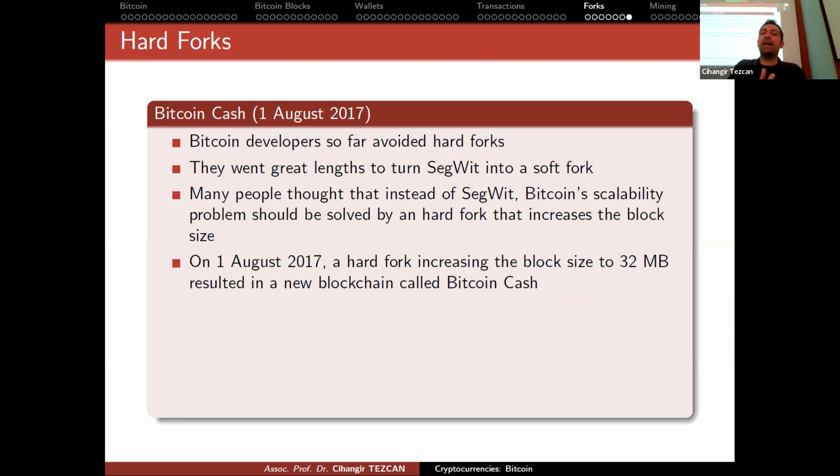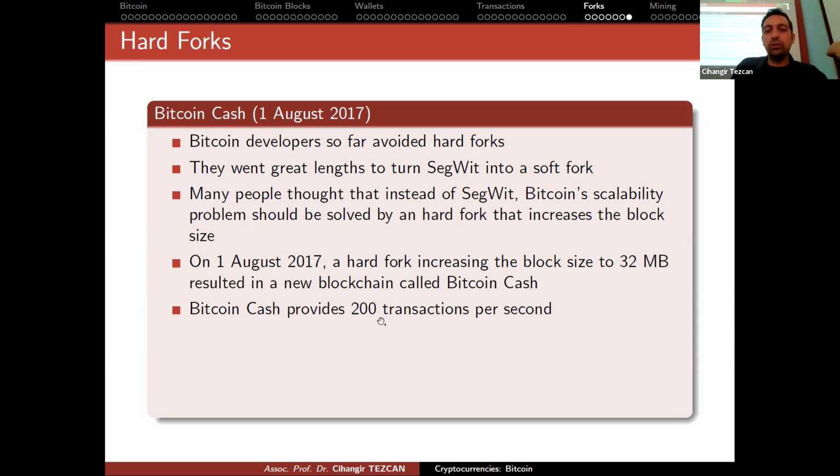This is why Bitcoin developers are avoiding hard forks so far, because if they make a hard fork, the people might stick to the old blockchain, so they might ignore the developers, right? They may lose their ownership of the main cryptocurrency. This is always a gamble in that sense.